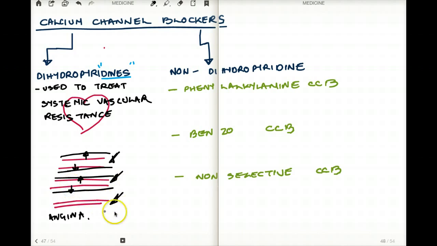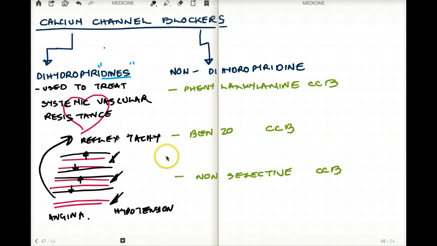This creates hypotension, and this hypotension is going to affect the heart, and it's going to cause reflex tachycardia. Okay, that's why if someone has angina and you're using this for both hypotension, both systemic vascular resistance and angina, this is going to make your angina worse, because this is going to cause reflex tachycardia because of the hypotension that is being created all over the body. That's why we do not use dihydropyridines to treat angina.